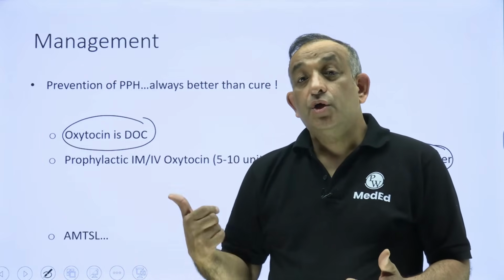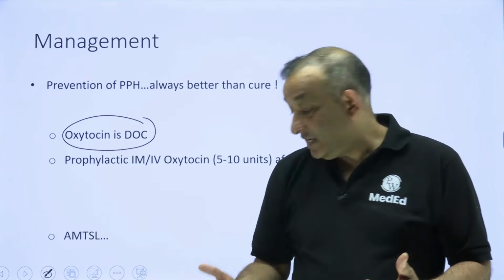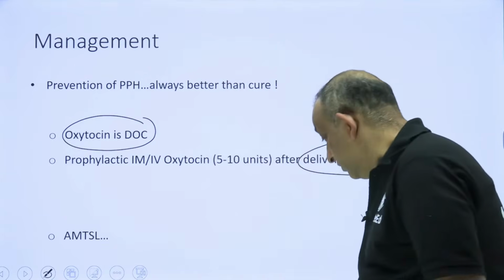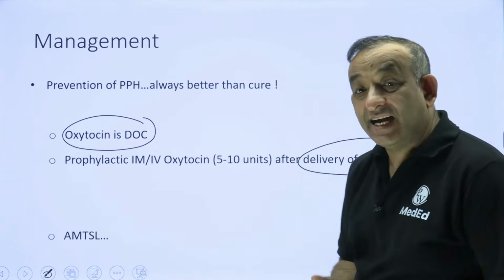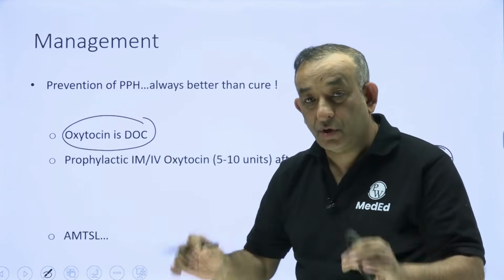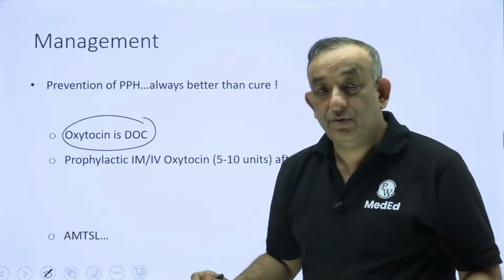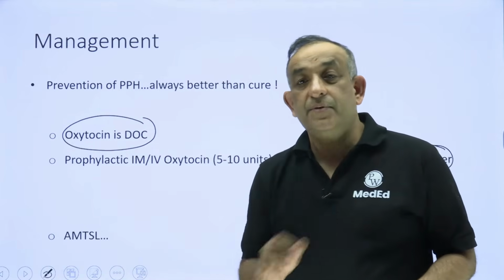That is, you will give oxytocin at the delivery of the anterior shoulder. So that is what I'm going to teach you here. I've already given you a big description of what I'm going to teach you. AMTSL, active management of third stage of labor. This is your long question, this is your short question, and this is your viva question. It is coming in your exam. May come? No. It is coming. PPH is coming in your exams.